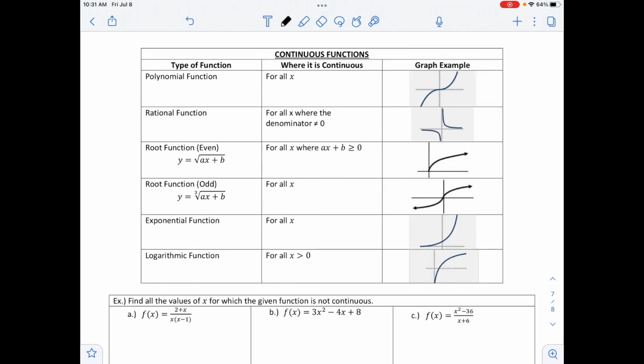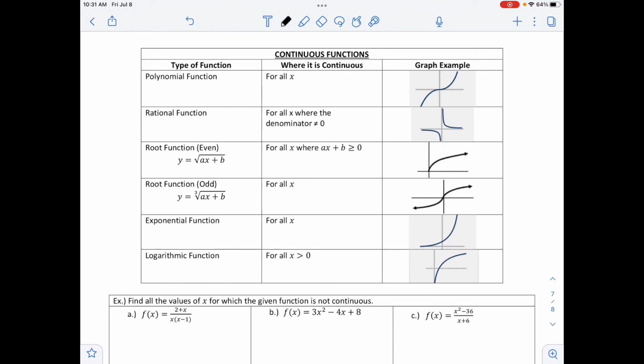On the table at the next page, these are continuous functions, and so you can see type of function, where it is continuous, and graph of an example. And so a polynomial function is continuous for all values of x. A rational function is going to be continuous anywhere where the denominator is not equal to 0. An even root function is going to be where that part inside the radical, the radicand, is going to be greater than or equal to 0. An odd root function is continuous for all values of x.